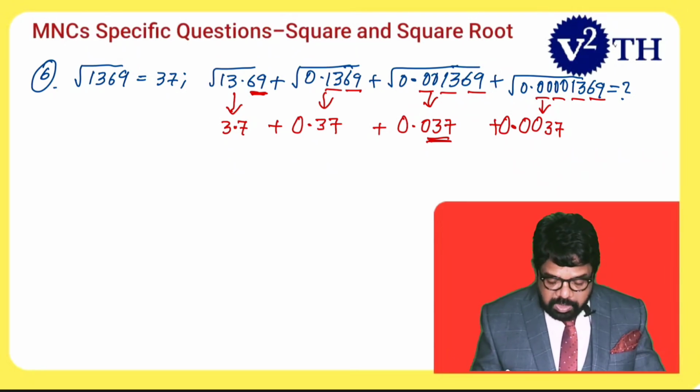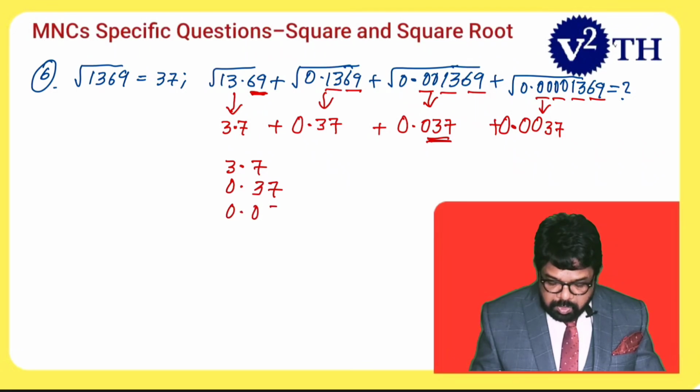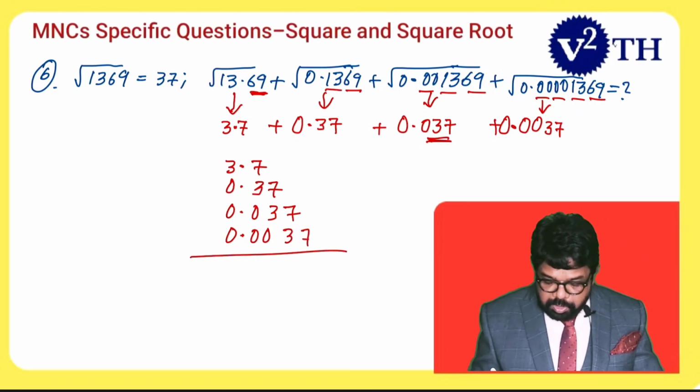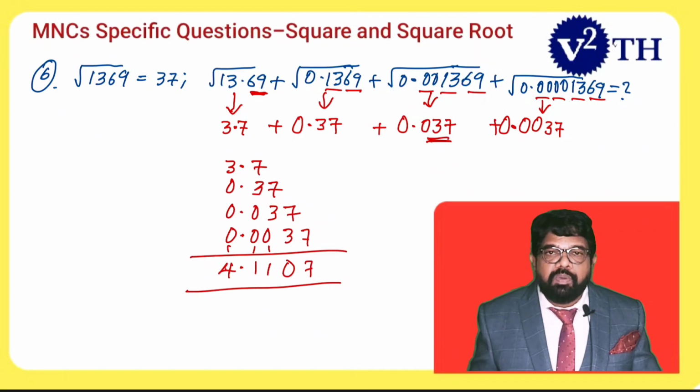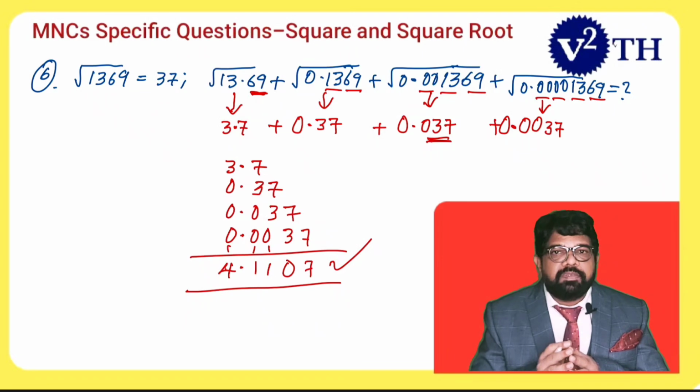Okay, by adding all this, what is its value? See here. How can you add this one? We can do it: 3.7, under the decimal you have to write 0.37, now 0.037, now 0.0037. Now here 7, 7, 3, 10. 7, 3, 10 plus 1, 11. Point. Now here 4. So what is the final answer of this one? 4.1107. Okay.